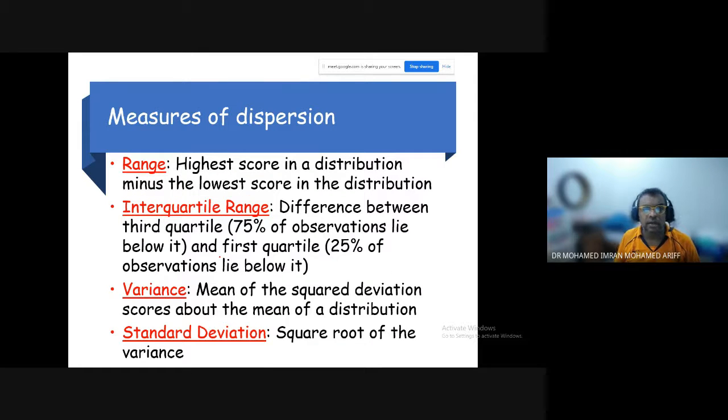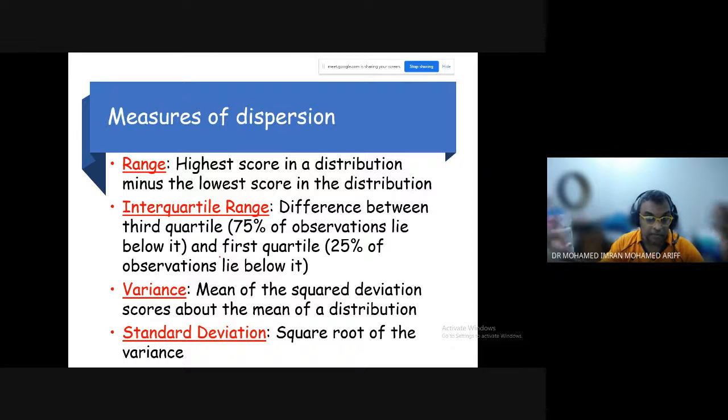Okay, so we can find out based on the range. Okay, we can find out the measurement of dispersion based on the range. Highest score in the distribution minus the lowest. That means you take the highest one and the lowest one. Or maybe you can get the quartile. Quartile means that means you do a range between the first quartile, second quartile. That means the first mungkin dalam minggu pertama berapa, minggu kedua berapa, minggu ketiga berapa, minggu keempat.